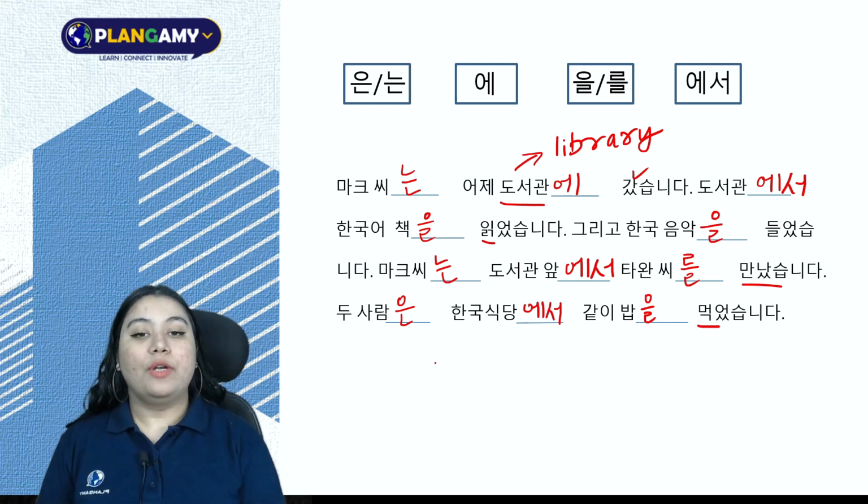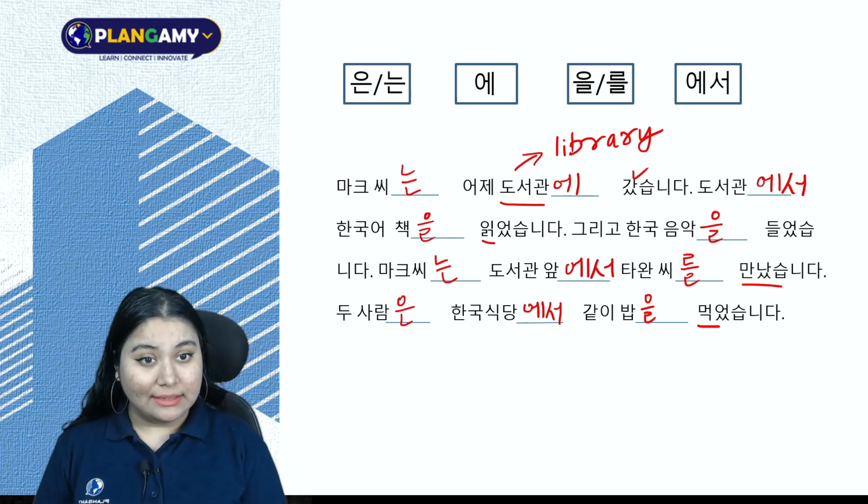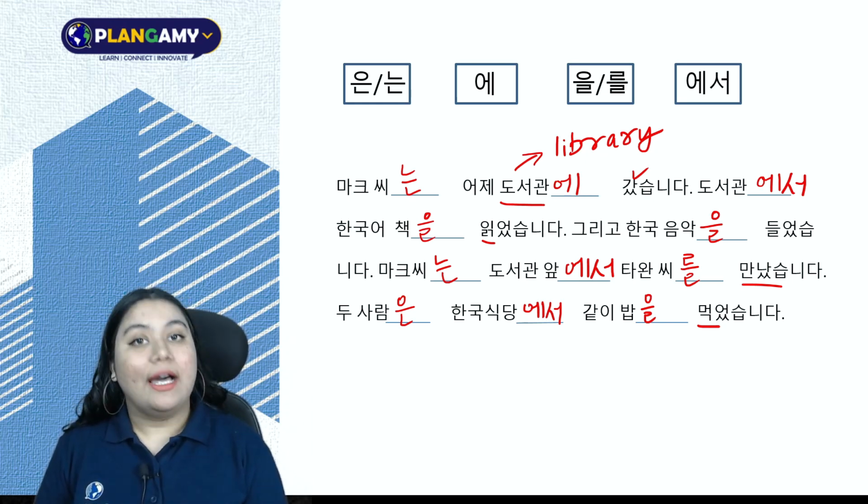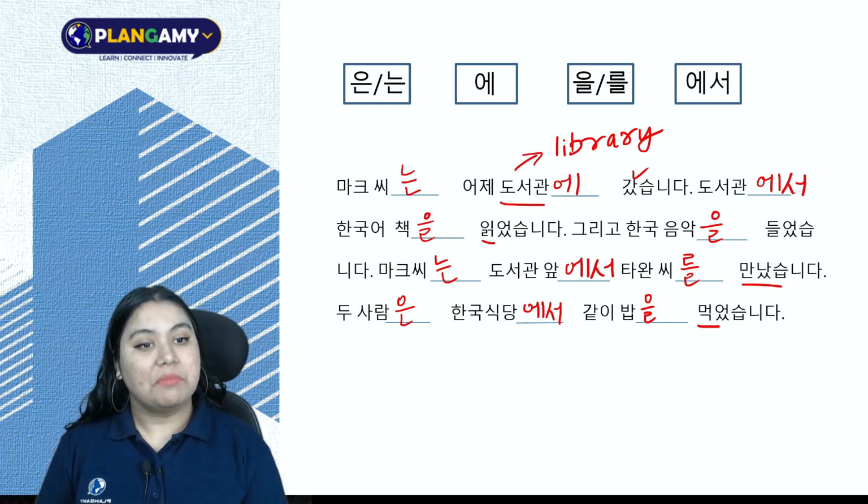Now let's read the whole thing together. 마크 씨는 어제 도서관에 갔습니다. 도서관에서 한국어 책을 읽었습니다. 그리고 한국 음악을 들었습니다. 마크 씨는 도서관 앞에서 다원 씨를 만났습니다. 두 사람은 한국 식당에서 같이 밥을 먹었습니다.